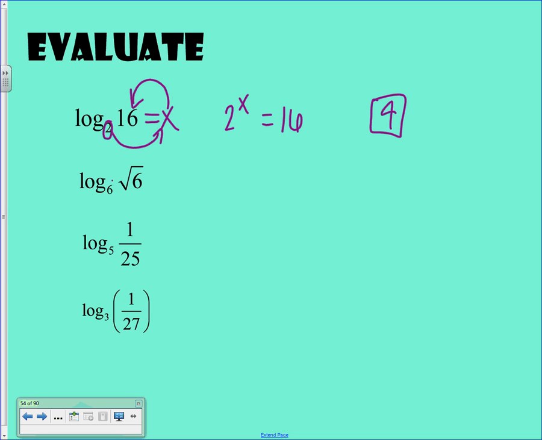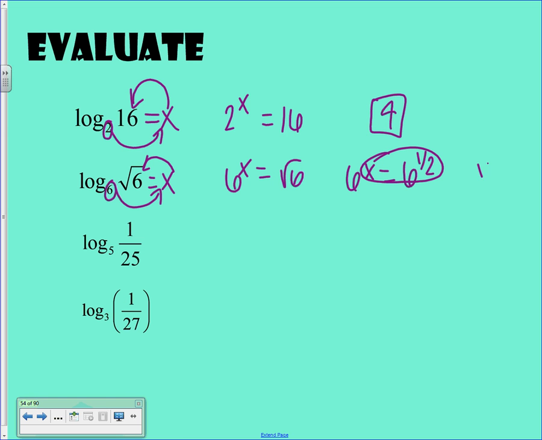Okay, so next one, same thing, set it equal to x. Start at your base, draw your circle. Now I'm saying 6 to what power equals the square root of 6. Again, anytime you have the square root, it's going to be helpful for you to say the square root is the same thing as the 1/2 power. So I know that my answer here is going to be 1/2.